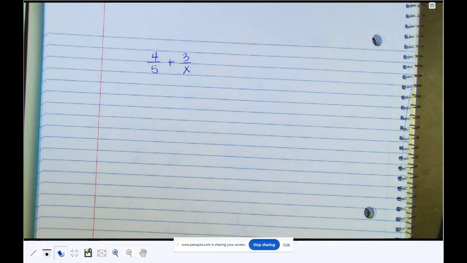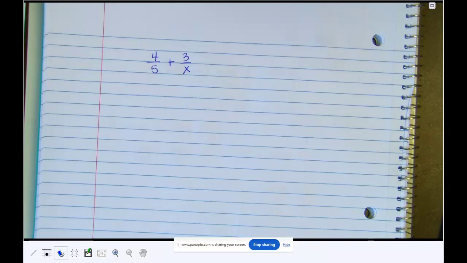No t's. And we're also not using sines and cosines, because why do we need to do that? Okay, so let's say I asked us to add these two things. What's the common denominator? The easiest way to do this is to mush them together. So the common denominator is 5x.